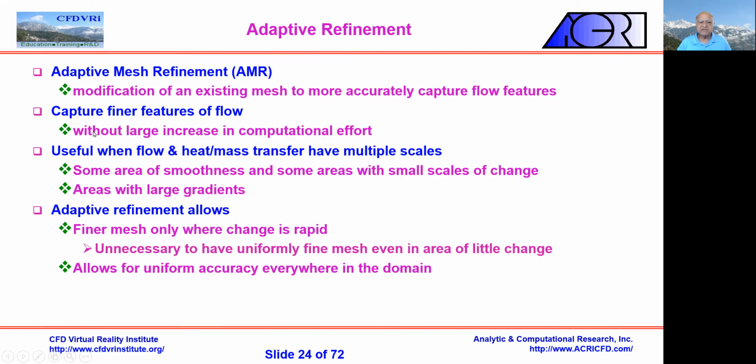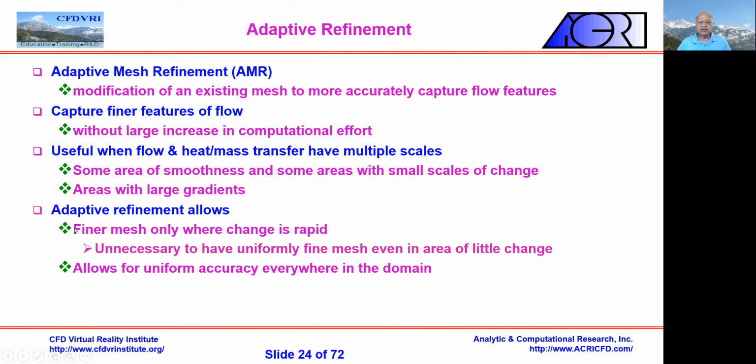We want to capture the finer features because we may not have used a good enough grid at every point that is needed based upon the gradients of the values that exist there, right? So it is very useful when the flow and heat and mass transfer values have multiple scales. Some areas are smooth with small change, and some places have large gradients. So the gradients are large over parts of the flow, such as in recirculating eddies, flows behind pipes, or flows in many equipment, right?